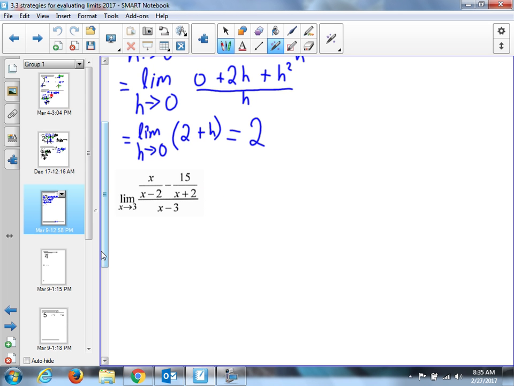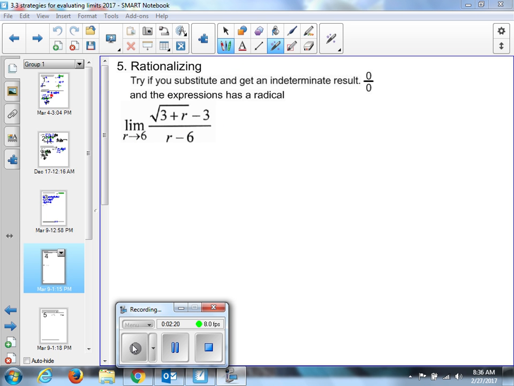Now, I'm going to pause for a second here. Okay, so new material now. Rationalizing. You try this, if you substitute, you get 0 over 0. And the expression has a radical involved here. Now what are we doing? Some people, what do you call that when you multiply by, in this case, the radical plus 3?